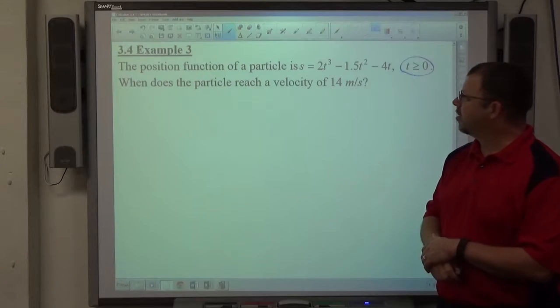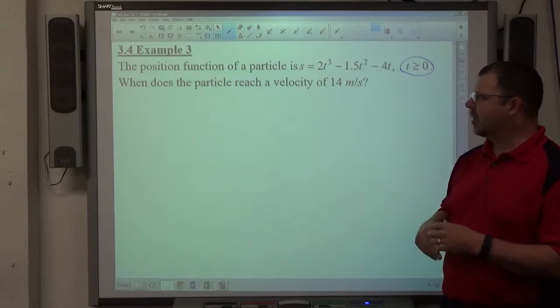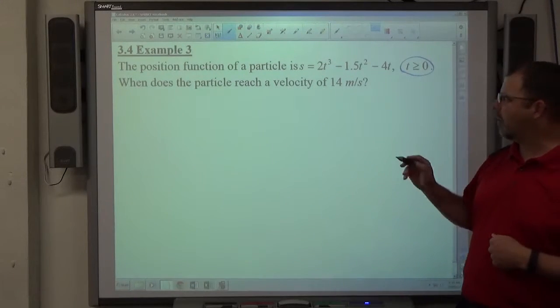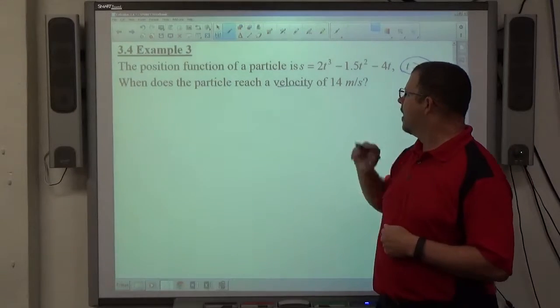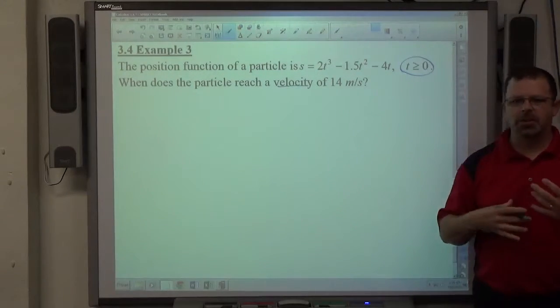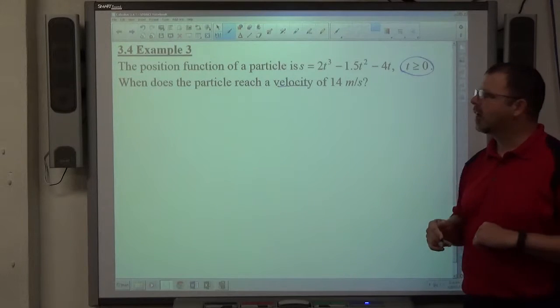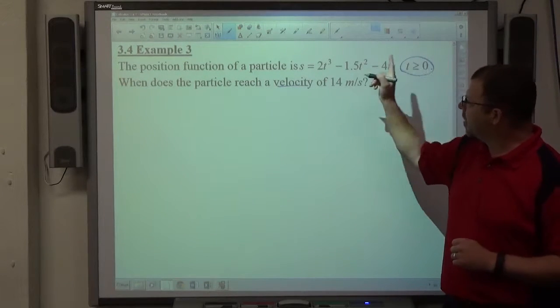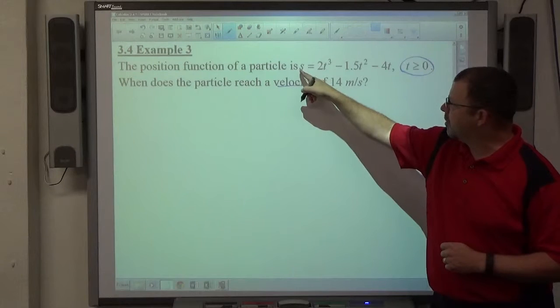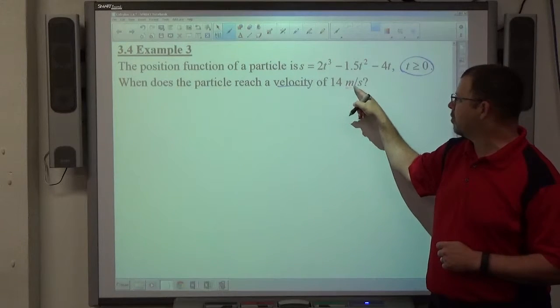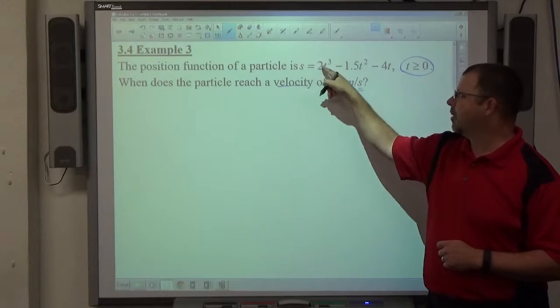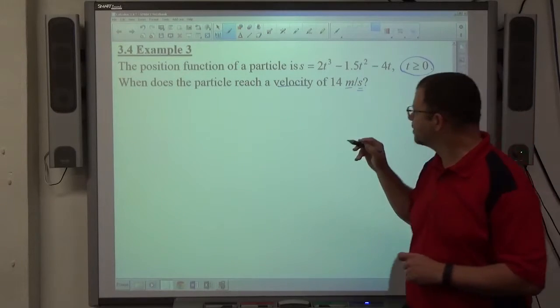The question asks, when does the particle reach a velocity of 14 meters per second? So this is just a specific question about velocity. What I was trying to give you yesterday was a feel for how to deal with position and velocity, and then we're going to get to acceleration down the road when we get to higher order derivatives. Given position and time, and I'm assuming meters and seconds, s is in meters, t is in seconds.